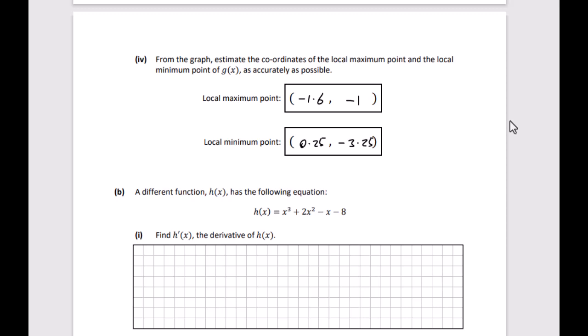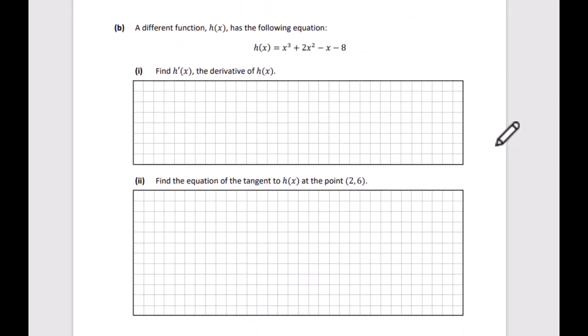Now there will be a tolerance allowed for this because you're reading from a graph here. They will allow a certain tolerance around these values. So I wouldn't worry if you didn't get exactly these answers. Let's have a look at B.